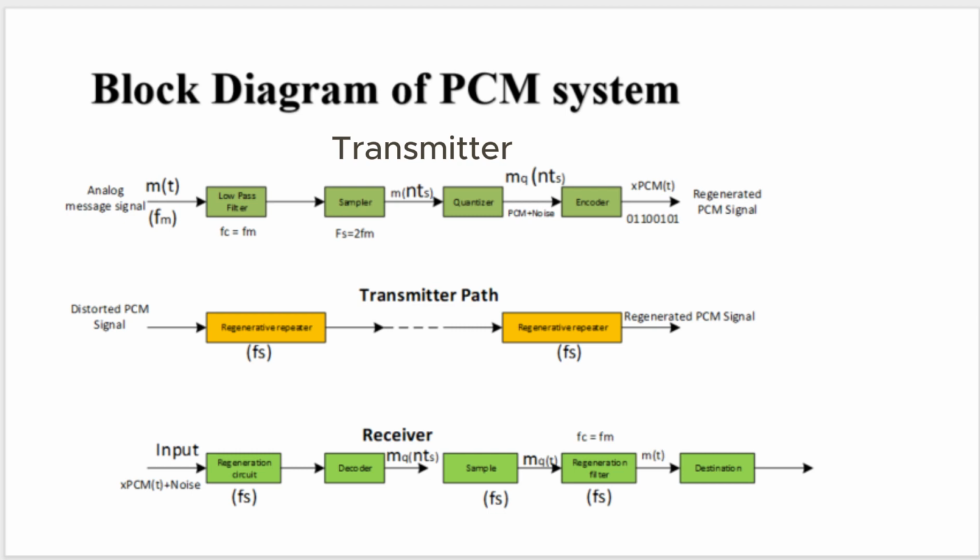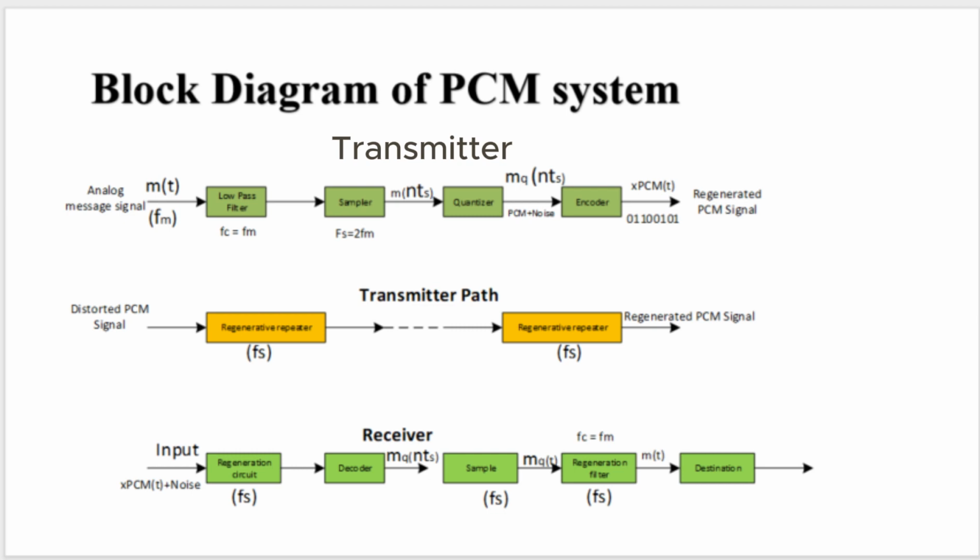In addition to this, there is an oscillator which generates the clock for the sample and hold circuit and the parallel to serial converter. In PCM, the sample and hold, quantizer and encoder combinedly form an analog to digital converter. The path between the PCM transmitter and receiver, over which the PCM signal travels, is known as the PCM transmission path.